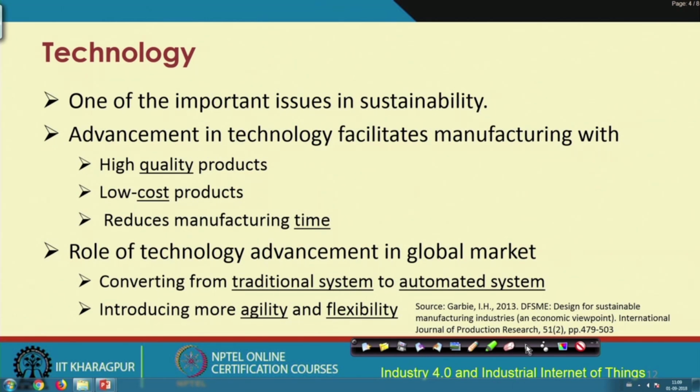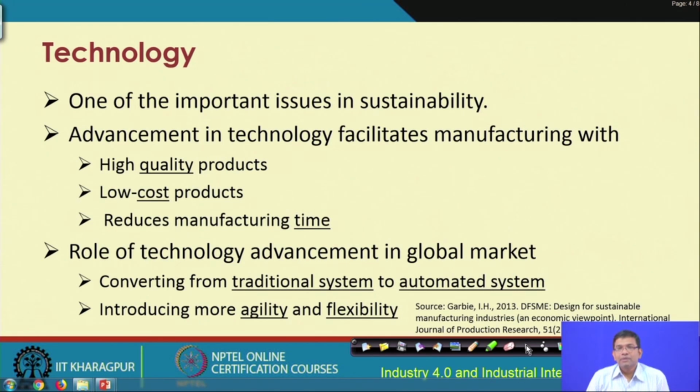Then the cost of the production should be less, so that the overall product comes to the market at a reduced price and comes faster to the market. The production life cycle should be reduced. So, there is reduced manufacturing time.